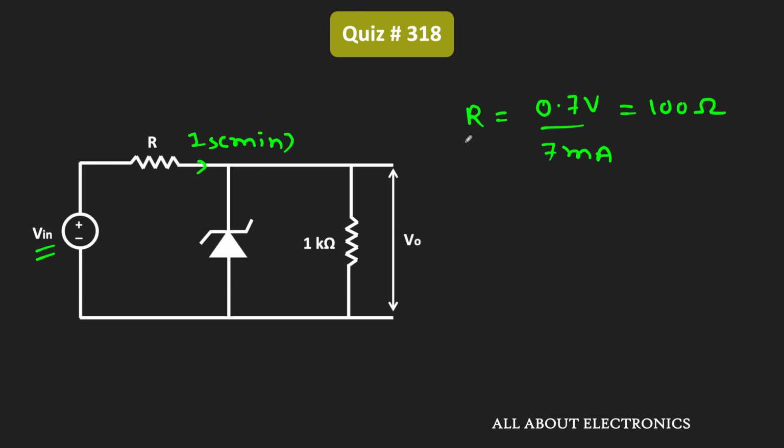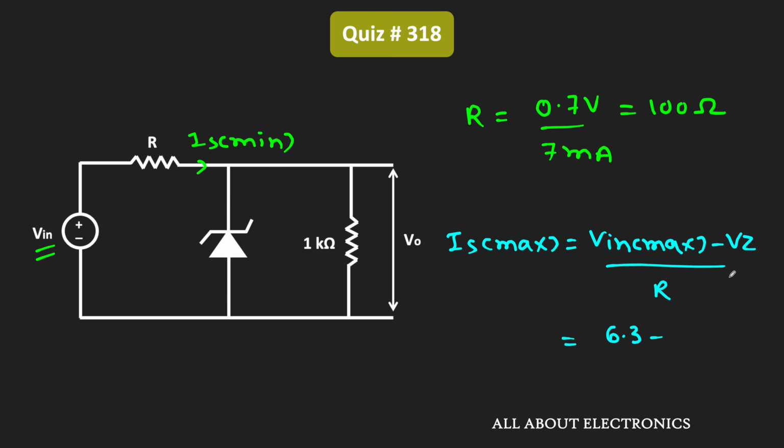Now with this value of R, let us find the value of the Is maximum. So this Is maximum can be given as V in max minus Vz divided by R, because with the given value of R, this Is will be maximum when the input voltage is maximum. That means Is maximum will be equal to 6.3 volt minus Vz, that is 5 volt, divided by 100 ohm, that is equal to 13 milliampere.